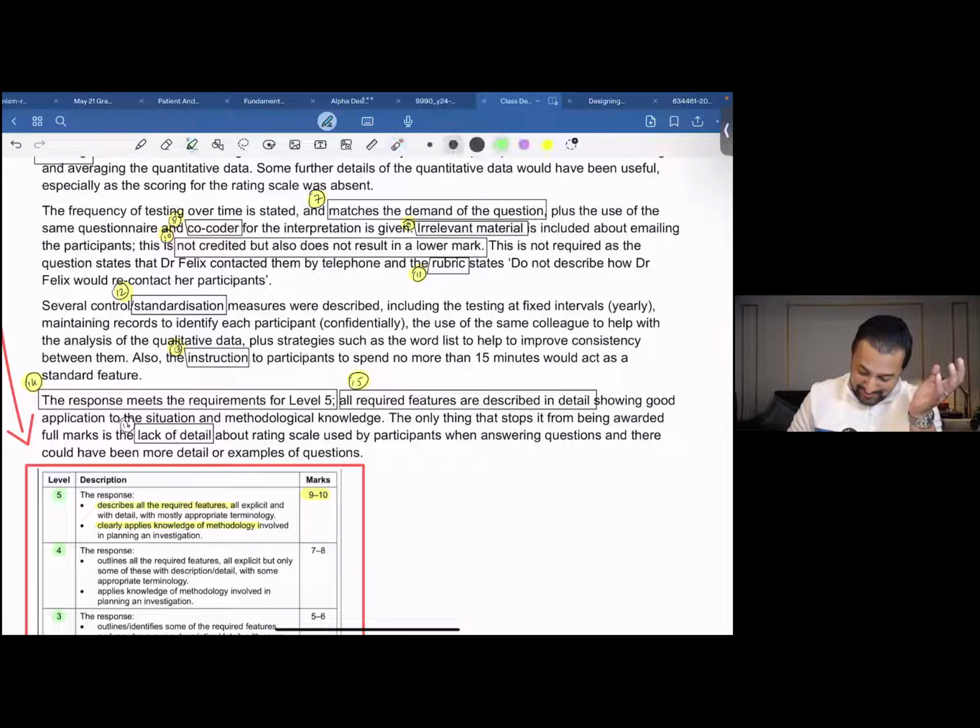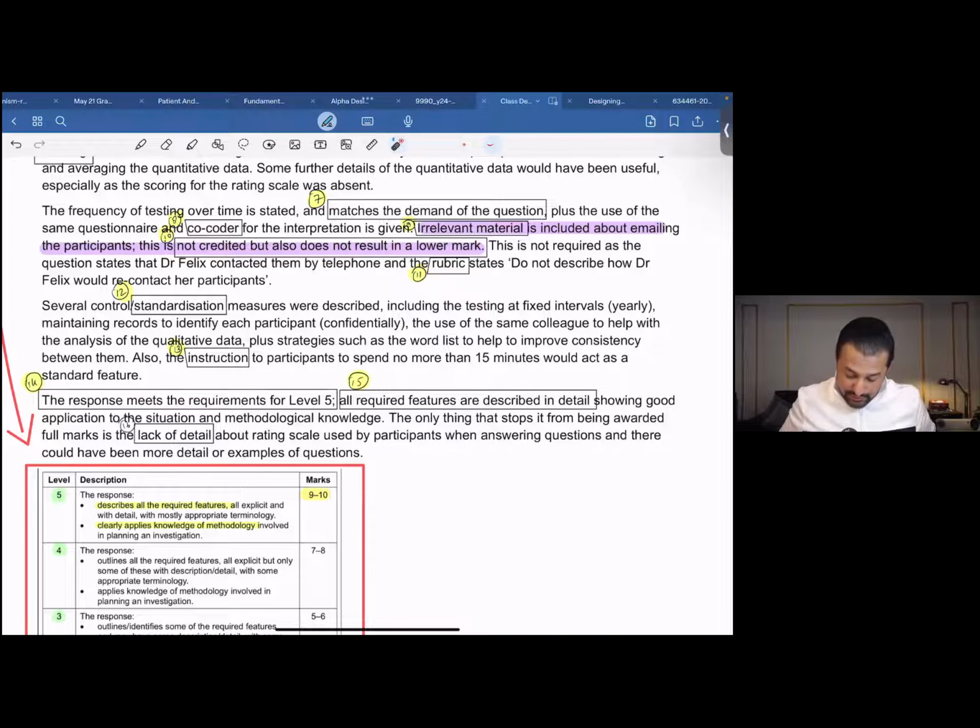Now, again, I'd like to highlight this in purple here. Irrelevant material is included about emailing the participants. This is not credited, but also does not result in lower marks. This is something that I mentioned earlier as well. So let's not do it if you're not getting marks on it. Every minute counts. This is not required, as the question states that Dr. Felix contacted them by telephone, and the rubric clearly stated, did not describe how Dr. Felix would recontact the participants. So what's done is done.